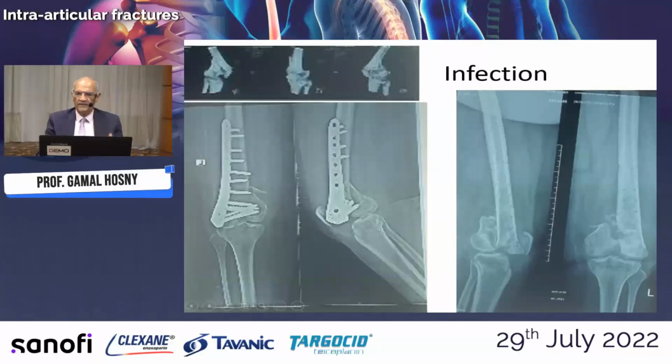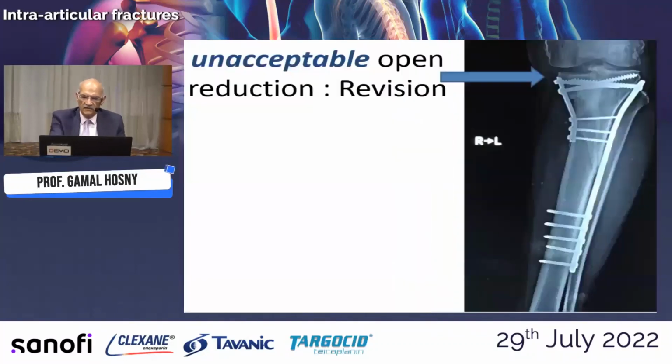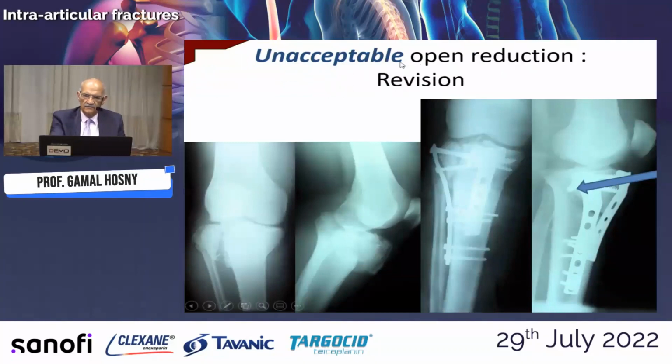So with open reduction, you add injury to the already injured part, you add more soft tissue injury, and also you have serious complications. Again, sometimes you cannot gain acceptable reduction. If you don't gain an acceptable reduction, you have to take the patient to the operating theater again and do revision of the open reduction, which means more soft tissue injury. Again, like this unacceptable reduction, you see in the sagittal plane, more than 1 centimeter.